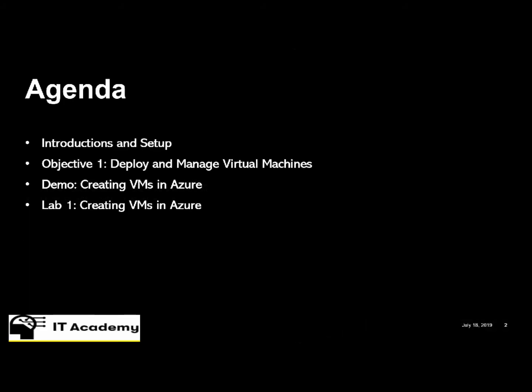In today's module, we're going to go through a set of introductions and the setup you need to get prepped to run the course and to go through it. Then we're going to take a look at objective number 1, which is all about deploying and managing virtual machines in Azure. Once we've done that, I'm then going to go through a demo of creating virtual machines in Azure, configuring them, configuring backups, and configuring Site Recovery Manager.